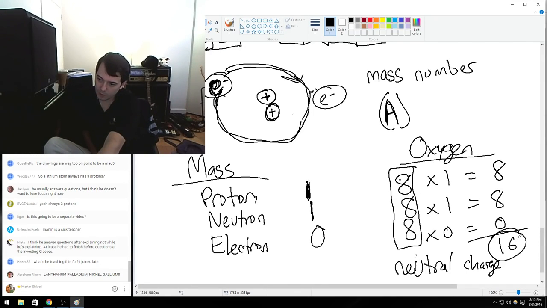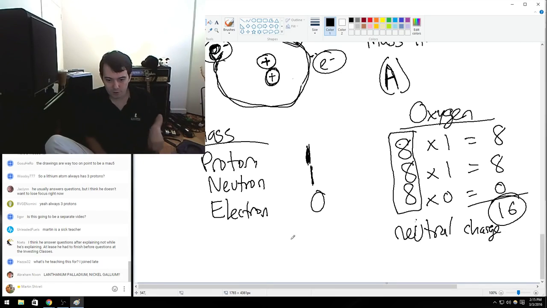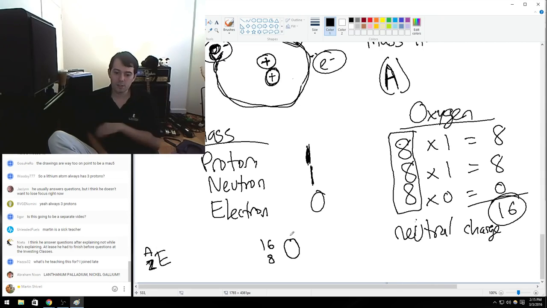And how would we write this? One of the ways we write this, if we want to describe one atom of oxygen, is like this. The format is A, Z, and then element. So if I wanted to talk about one oxygen atom of a certain kind, I would say 16 is atomic weight, 8, and then O. This is an oxygen atom, you can tell immediately because of the 8, but it has 8 neutrons.